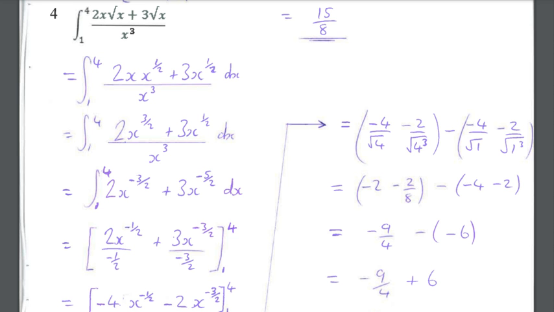So I'm just going to tidy up the numerator first. Remember, x is x to the 1, so 2x times x to the half is 2x to the 1 multiplied by x to the half. So 1 plus a half is 3/2, so that's 2x to the power 3 over 2, plus 3x to the half.